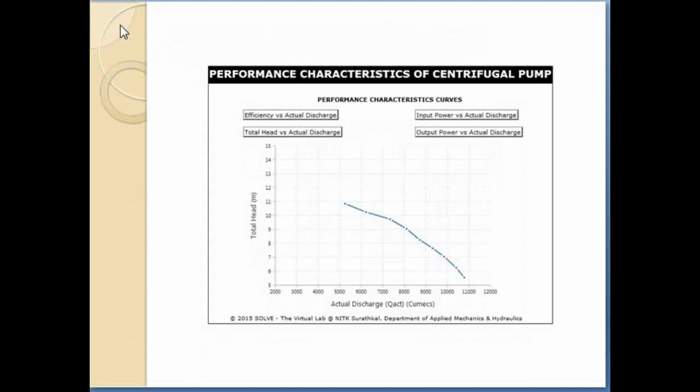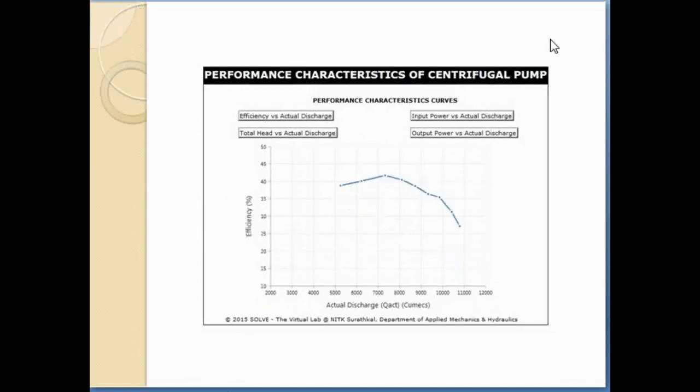In this picture we can see that the plot is drawn for actual discharge in meter cube per second along the x-axis to the total head along the y-axis. We can observe from the graph that with the increase in flow rate or discharge, the total head developed by the pump is decreasing. In this plot we can see that the efficiency of the pump is coming down with the increasing discharge values.